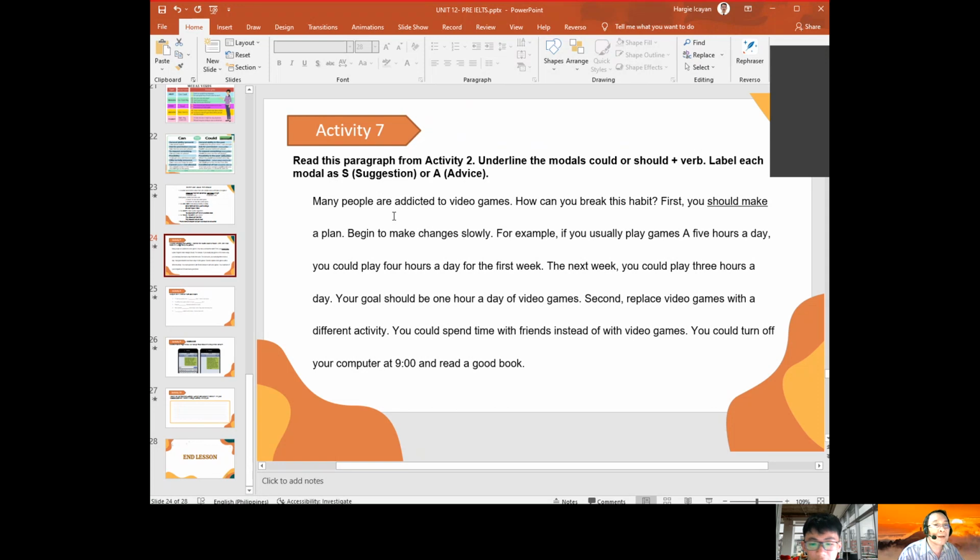Many people are addicted to video games. How can you break this habit? First, you should make a plan. Begin to make change slowly. For example, if you usually play games 5 hours a day, you could play 4 hours a day for the first week. The next week, you could play 3 hours a day. Your goal should be 1 hour a day of video games. Second, replace video games with different activities. You could spend time with friends instead of with video games. You could turn off your computer at night and read a good book.